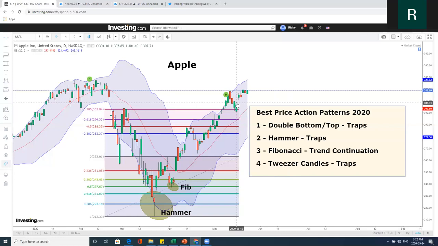The next topic we'll be looking at is really putting things together, putting a trading plan, risk management, and things like that.